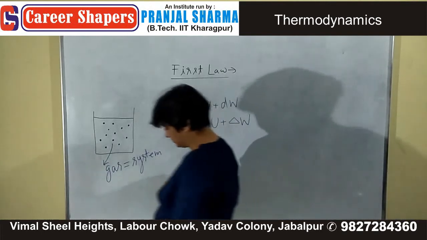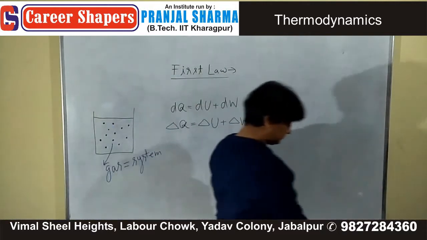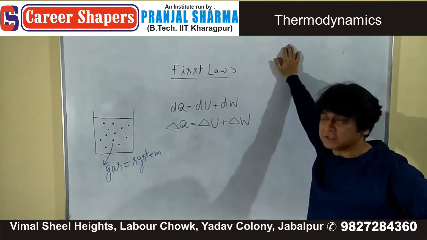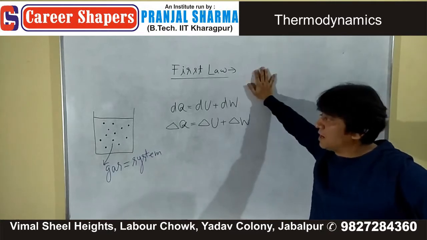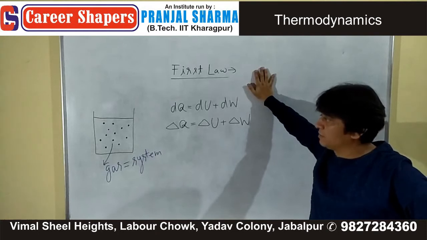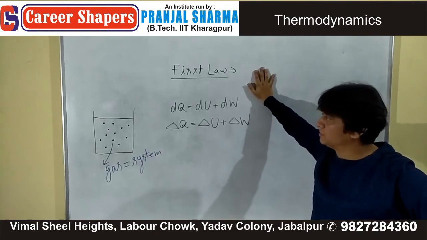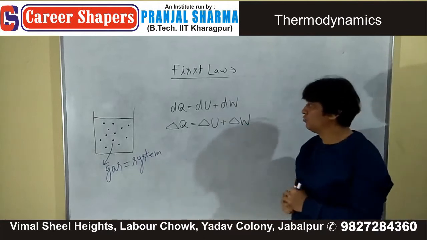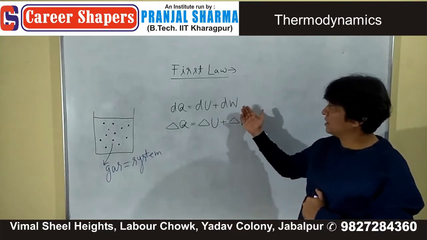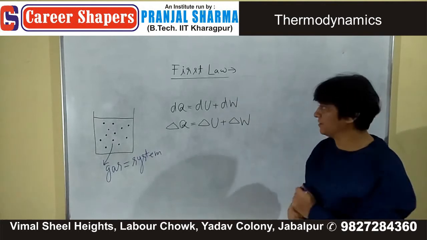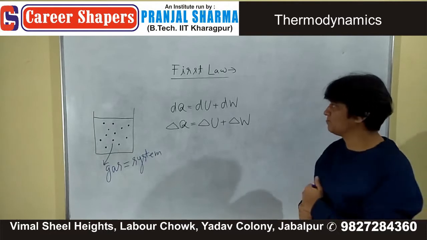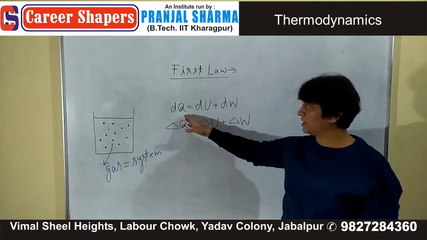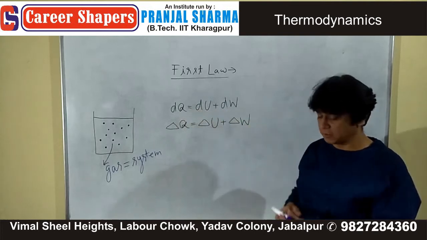Work done by the system is positive if volume of the system increases. Work done by the system is positive if volume of the system increases. And when volume decreases, work done by the system is negative. Work done by the system is negative. Now let's first understand the equation. dq equals du plus dw.